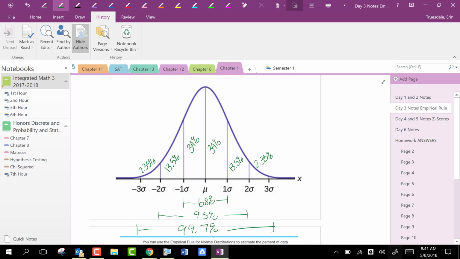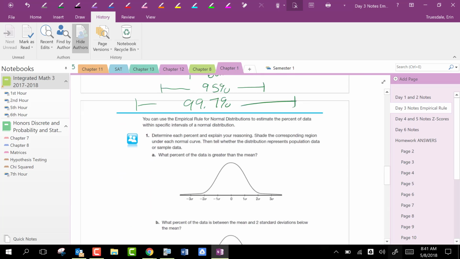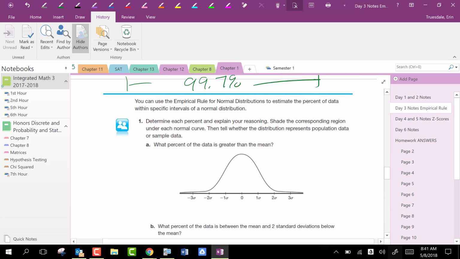That is something you have to memorize for this chapter, so it is going to be really important that we know that. You don't have to memorize it today, but by the end of the chapter. Okay, flip it over. Let's do some problems with this. You can use the empirical rule for normal distributions to estimate the percent of data within specific intervals of the normal distribution. Determine each percent and then explain your reasoning.